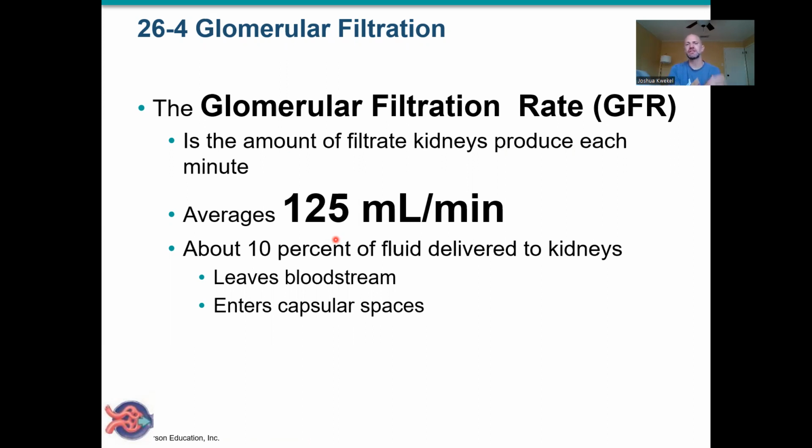In this case, it is 125 mils per minute. That's the amount of filtrate that is being filtered per minute, 125 mils. About 10% of the fluid delivered to the kidneys leaves the bloodstream and enters the capsular space. So think about it: for every 100 mils of blood that goes through the glomerulus, 10 mils is going to leave in the Bowman space.